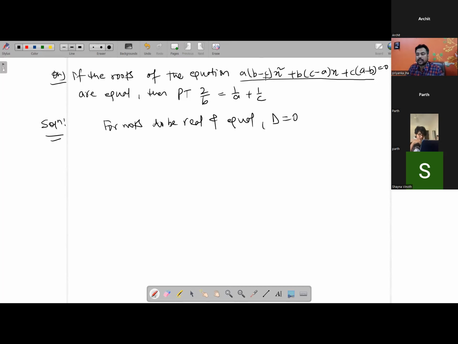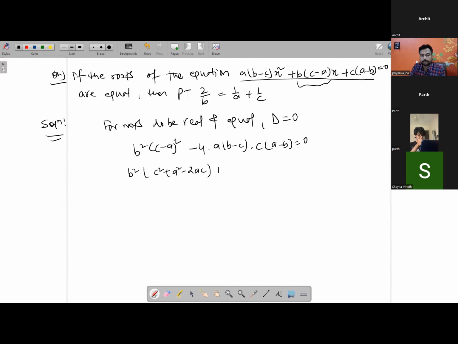See, compare this with the quadratic equation ax square plus bx plus c. So the discriminant is b square minus 4ac. So b will be this whole thing, so square of this: b square (c minus a) whole square minus 4a(b minus c)(a minus b) equal to 0. You just have to simplify this, nothing else. So b square, just open the bracket: c square plus a square minus 2ac, minus 4a times (b minus c) into (a minus b).